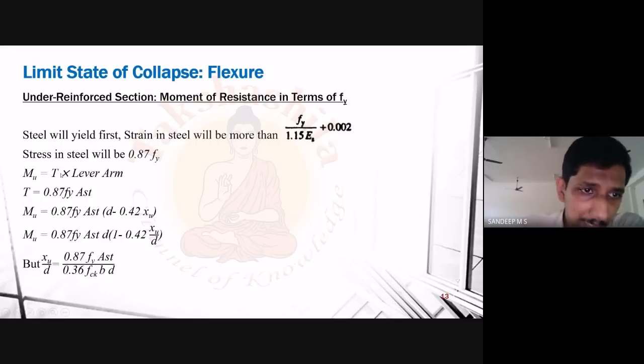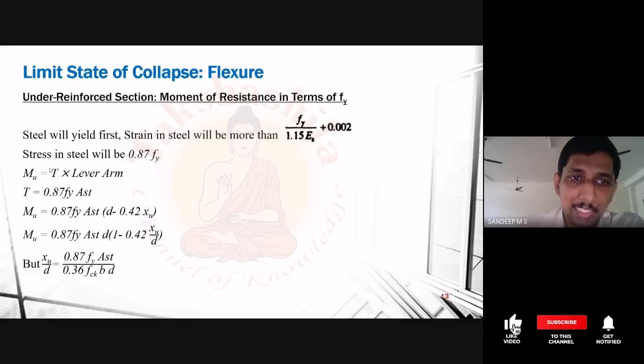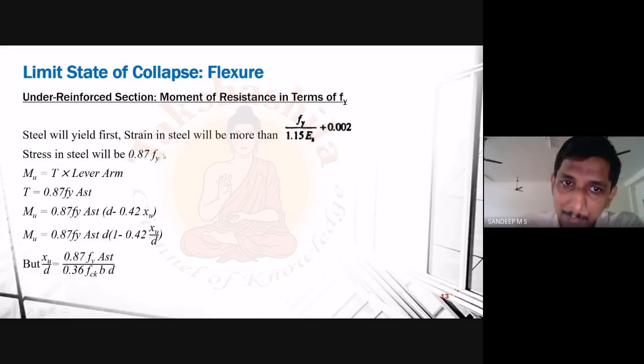And we know that the value of T will be, how can we calculate the force in steel? We know that the stress in steel is 0.87 Fy. Stress is always equal to force by area. So suppose I multiply this stress with the area of steel provided, what will I get? I will get the total force acting in the steel. So T will be equal to my stress multiplied by the area of steel which is provided. This is the relation for the total tensile force, and we have already seen this in previous slides also. Now I am substituting this into my general expression for moment of resistance.